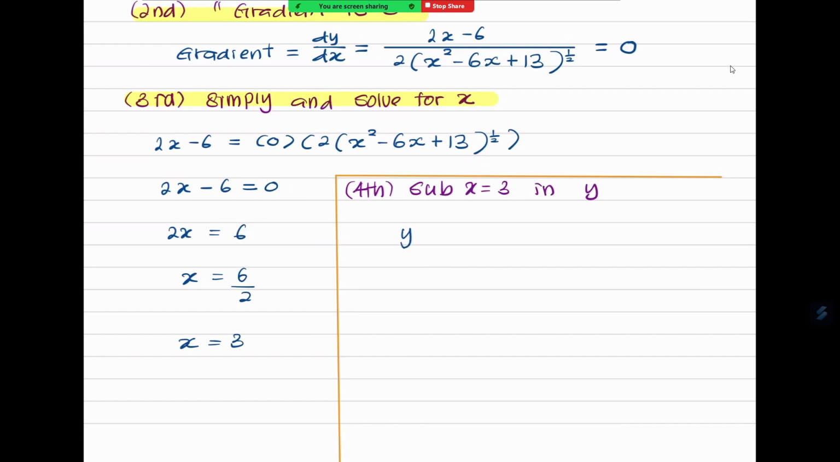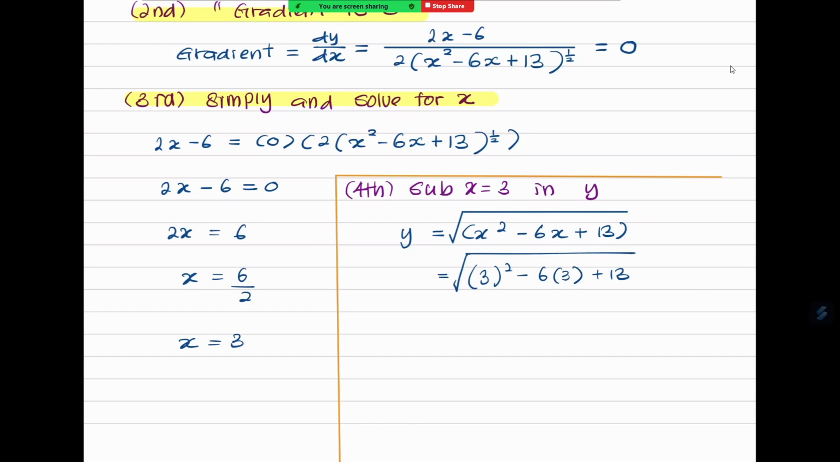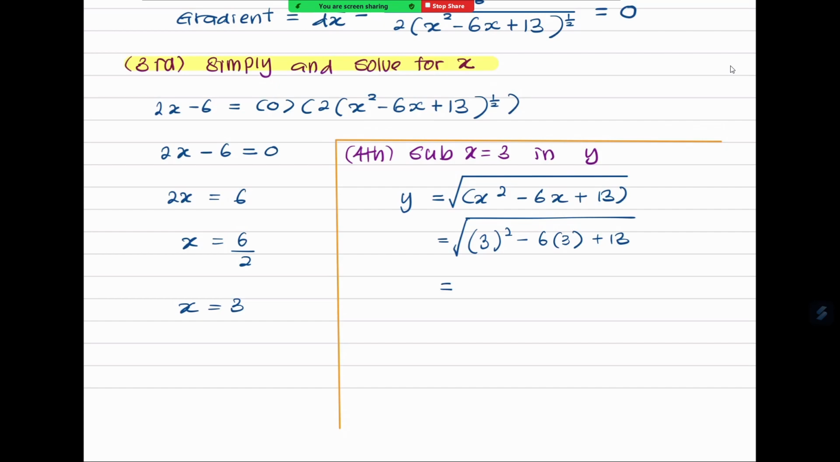Let me copy the given equation for y so that it's easier for you to see. This whole thing, we remember that it is like this. Now in the place of x, you're just going to substitute 3: 3 minus 6, substitute 3, plus 13, and that whole thing equals the square root. You can use a calculator and everything will surface, and that gives you 4 square root, and conveniently you got that as 2.